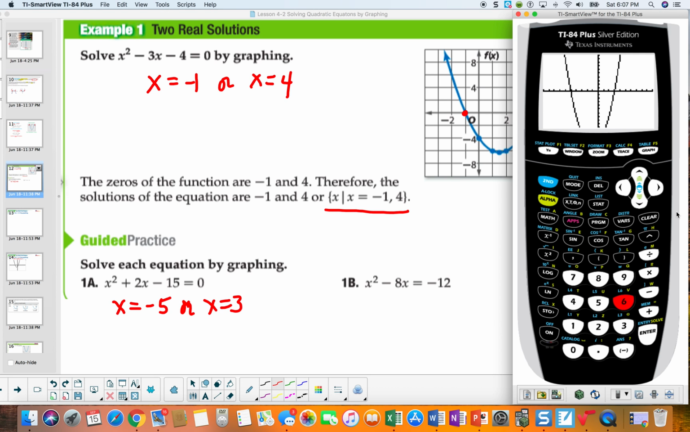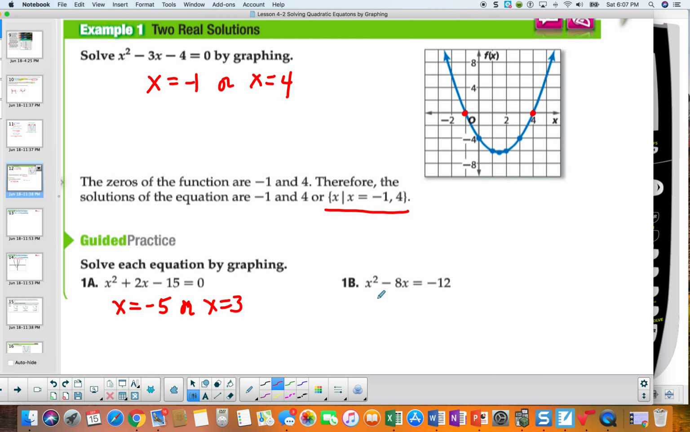I'm going to go back to my calculator. But before I do that, I need to make sure that everything is on one side. So x squared minus 8x plus 12 is equal to 0. I've got to be able to enter this into my calculator and find where my y's are 0. So all of this should be on one side.